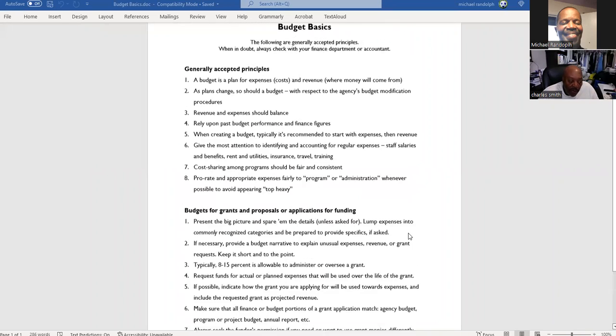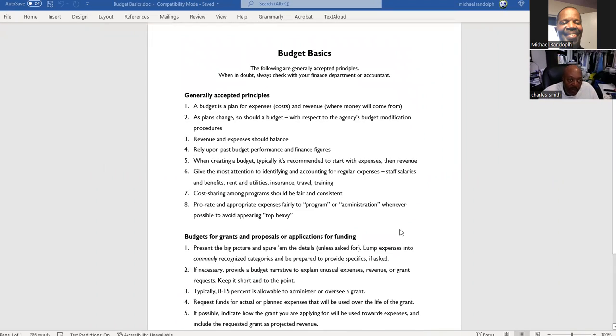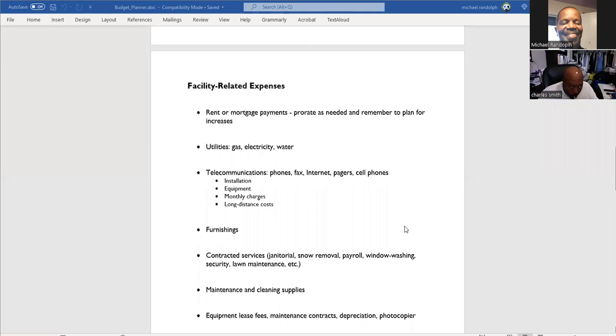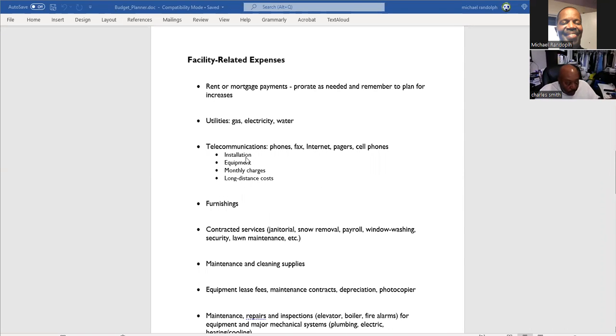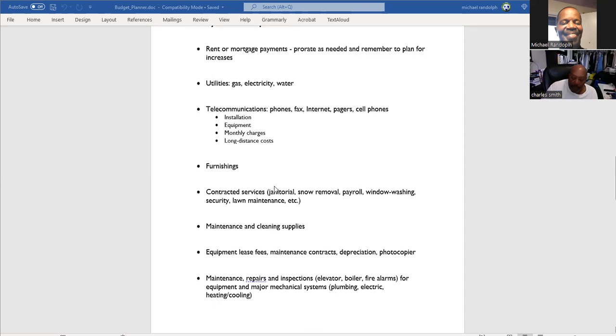So the rest of the stuff, this breaks down. Oh no, that's not the one I want. Hold on one second. Yeah, this section right here. To finish up with facility related expenses, you don't have to worry about the fax machine. In fact, you can do your own fax. But sometimes you do have to worry about information, monthly charges, long distance charges, all that.